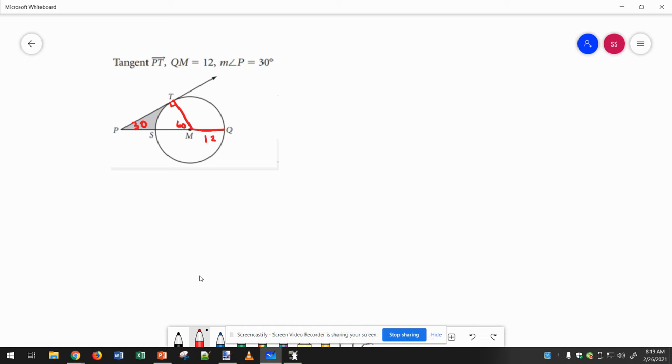So we have to notice that this part is a sector, and we know how to find the area of a sector. So if we found the area of the entire triangle, this MPT, minus the area of the sector, that would give us this kind of weird little sliver that doesn't really have a name, this kind of triangle looking thing. So that's what we need to do.